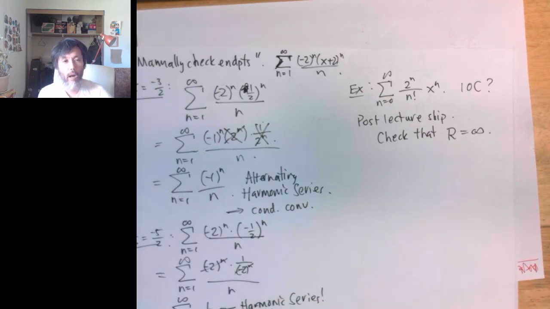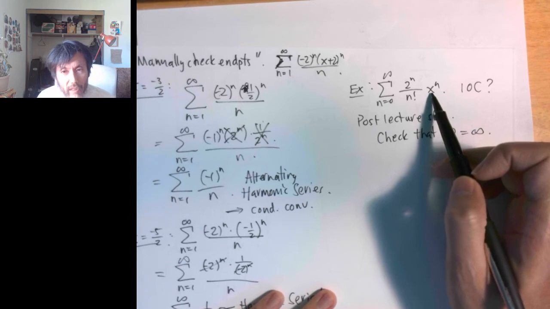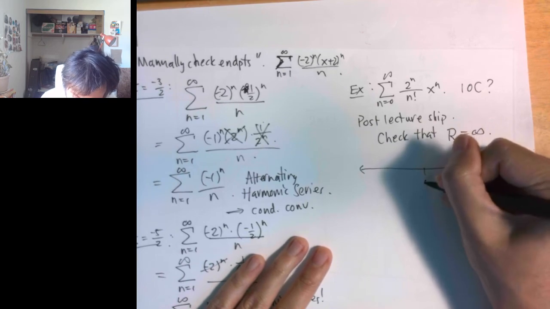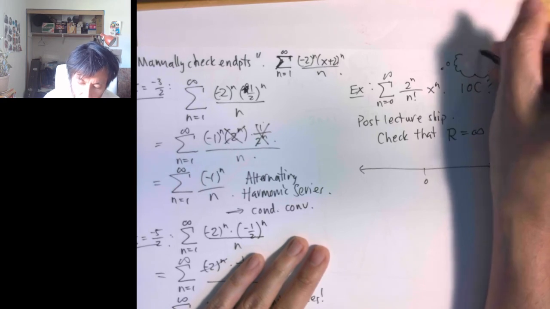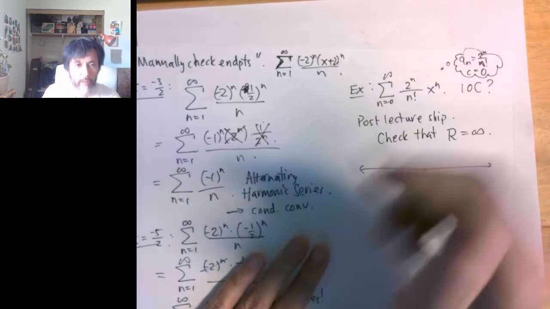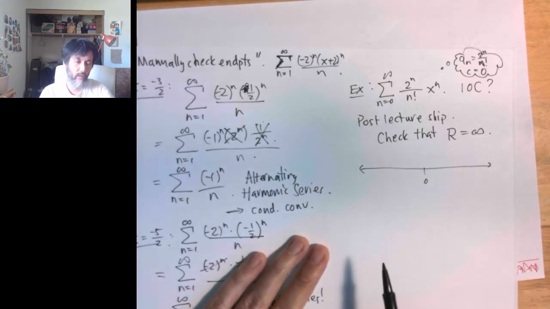Now, what I want to say right now, with the remaining time that I have, is what it means for the radius to be infinity here. What it means is that no matter what value of x you put into this, so let's draw a picture. Here's the center. By the way, the center of this power series, where a sub n is 2 to the n over n factorial, is equal to 0. So we're going to have an interval of convergence which is centered at 0.